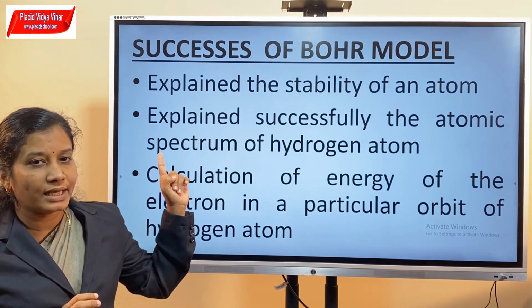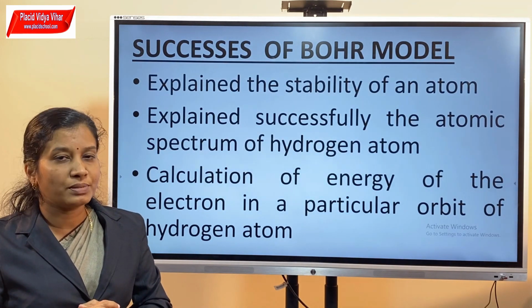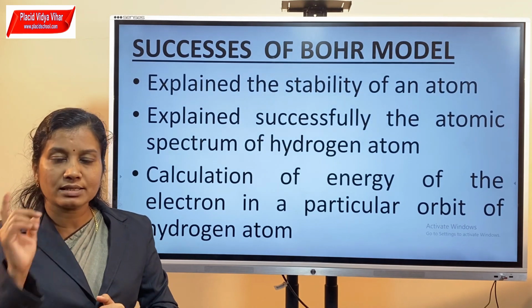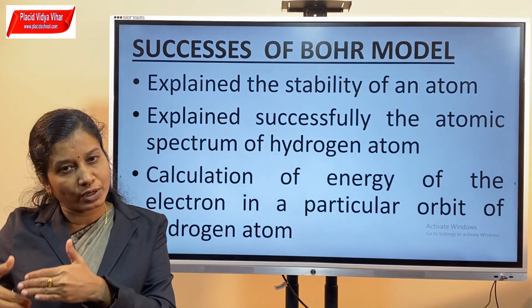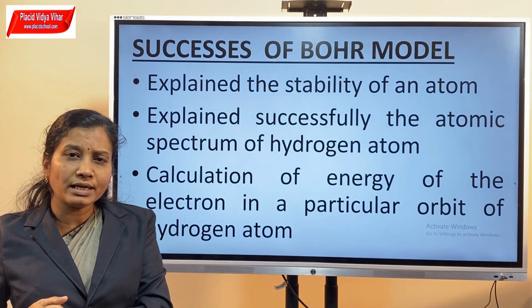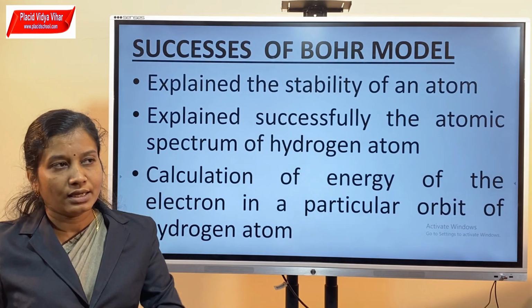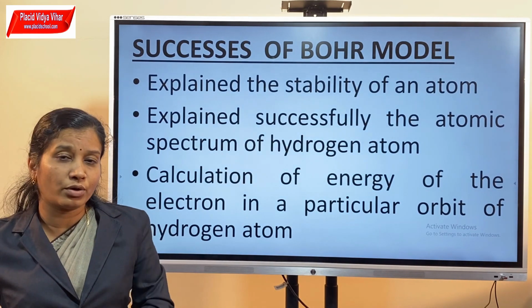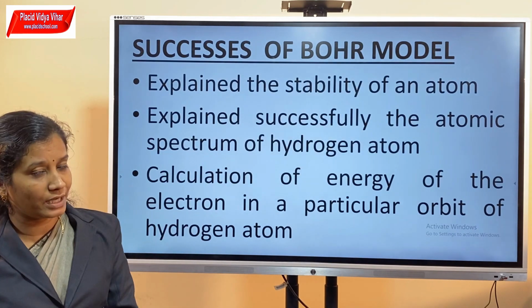So he successfully explained the atomic spectrum of hydrogen atom, because as per the Bohr's atomic model there are circular paths. So even if that one electron is present, it occupies the lower energy, but it has a chance to go to a higher energy orbit when it absorbs energy. But when it comes to the lower energy orbit, it emits certain radiations, thereby we get this atomic spectrum.